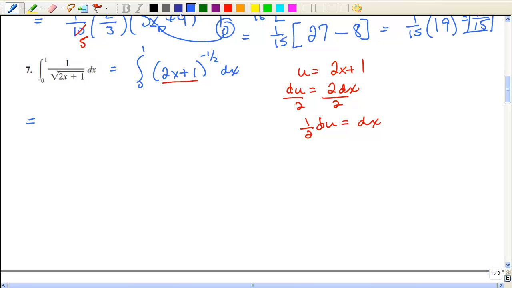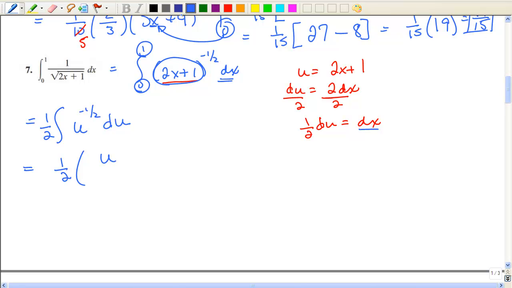So as I rewrite this, I'm again not going to worry about those limits because I'm just going to work in terms of u. I've got u to the negative 1/2. That's this part. Now dx equals 1/2 du. So let's integrate that, keeping that constant, adding 1 to the exponent, and then multiplying by the reciprocal of that, and that would be plus c if it's indefinite.